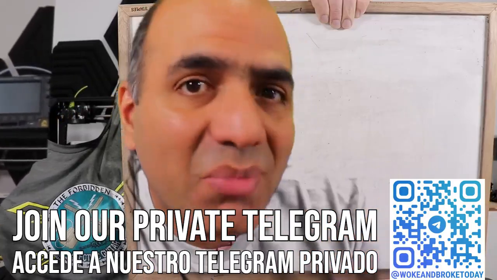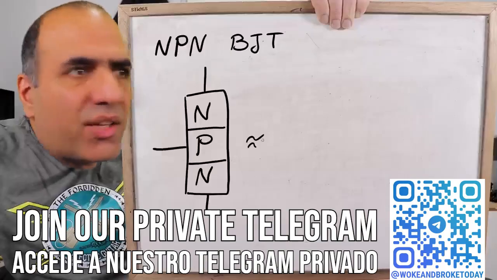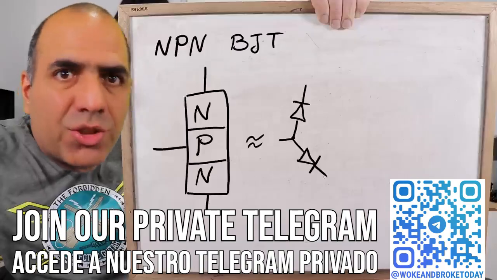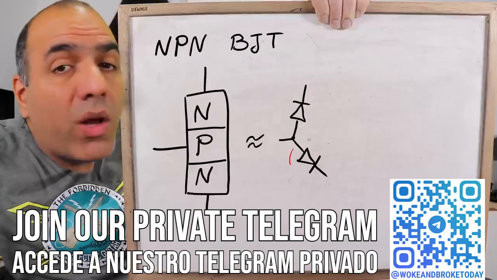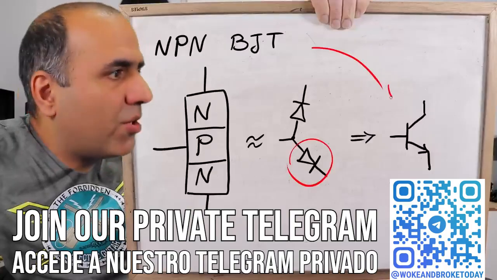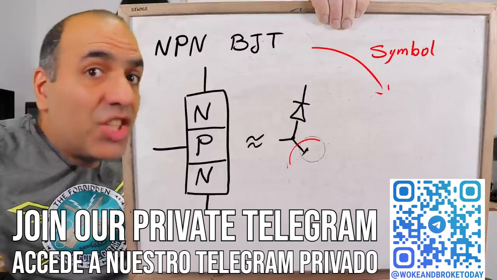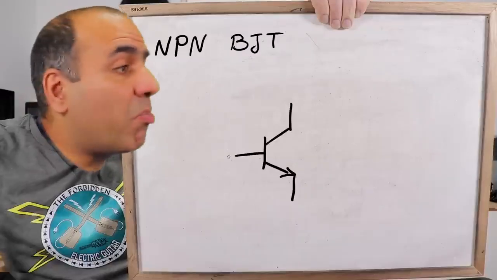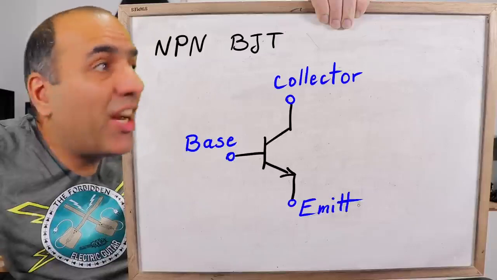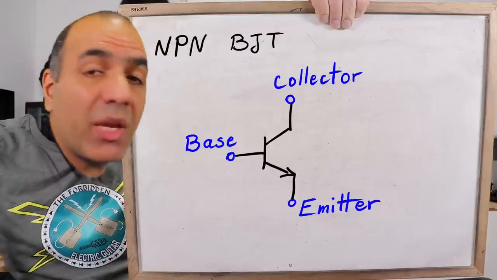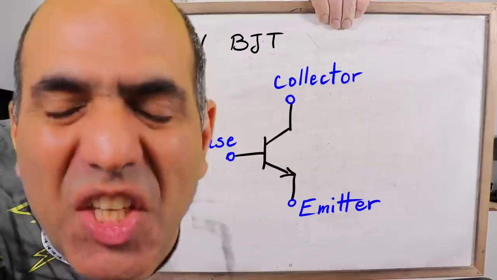Let's focus on NPN. So it is kind of like two diodes. But although that's true, the transistor is designed such that in proper operation, only one of those diodes is in use. And so this is its symbol. The terminals for a BJT are called base, the terminal connected to the middle semiconductor, emitter, and collector. The reason behind the naming convention is nobody cares.